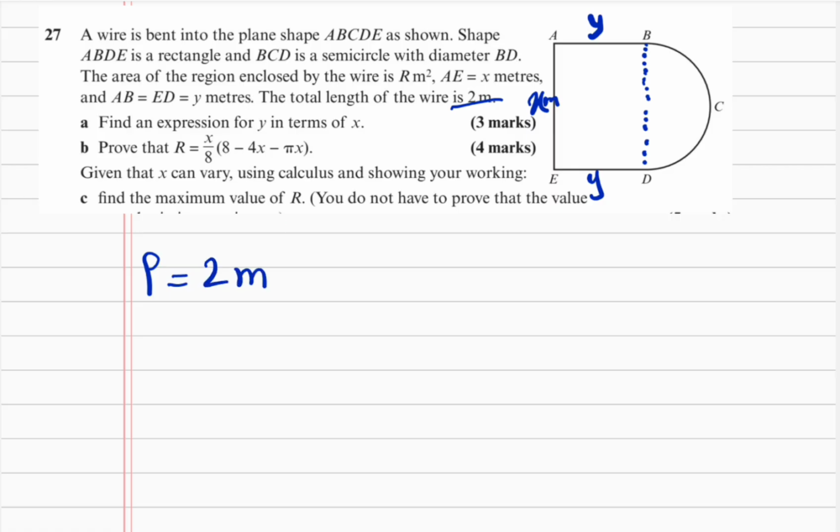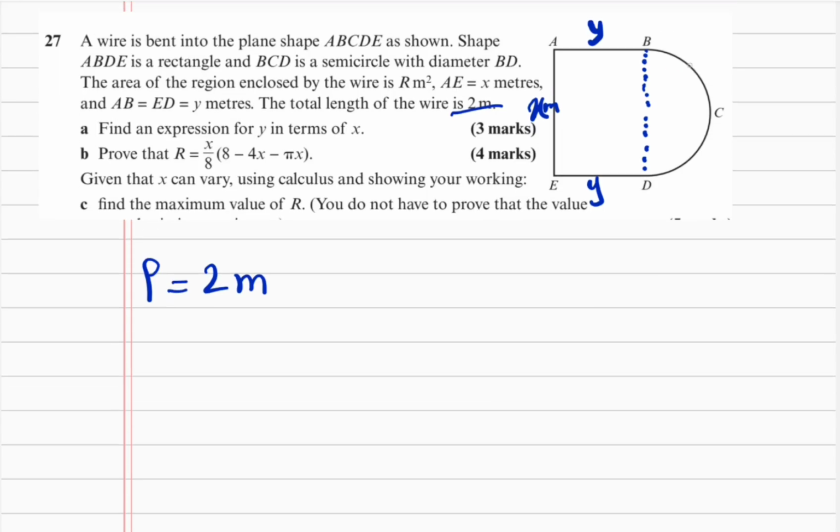So part A says find an expression for y in terms of x. Okay, so part A might seem confusing, but it's actually simpler than it seems, because we just need to use this value of the perimeter and then write an algebraic expression for the perimeter. Then if we rearrange that, we basically have an expression of y in terms of x. So basically the perimeter is equal to just the sum of all the sides. So y plus x plus another y.